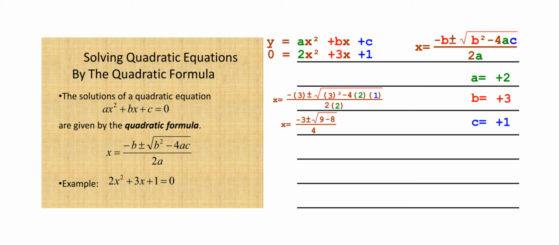So 9 minus 8 will give us positive 1. So we have x equals negative 3 plus or minus the square root of positive 1. And look at that. And the square root of 1, you can try this on your calculator, right? Would be 1. So technically x equals negative 3 plus or minus 1 divided by 4.